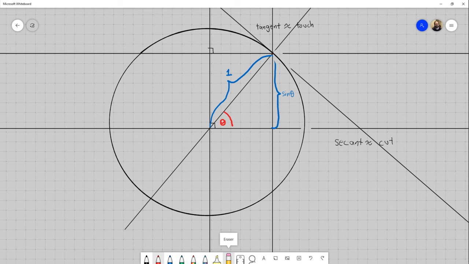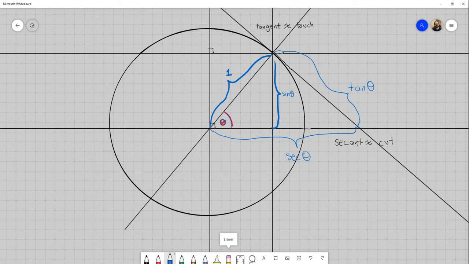I accidentally erased some of my garbage down here too. It's fine. All right, so maybe I want these to be the same color. Got a blue angle. Got sine of theta. This length right here on our tangent line is tangent theta. And then this length right here on our secant line is secant theta.